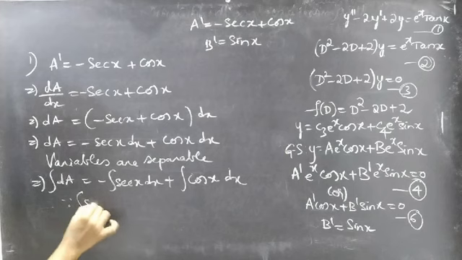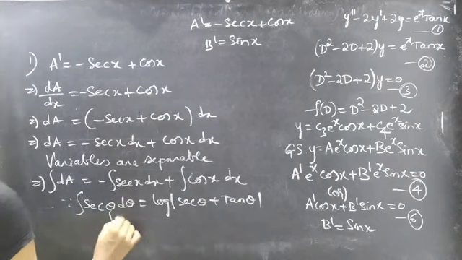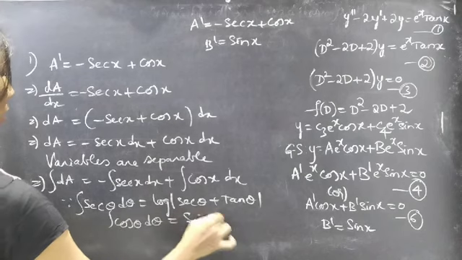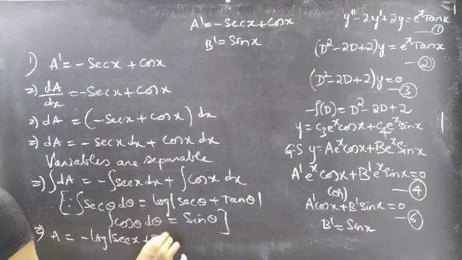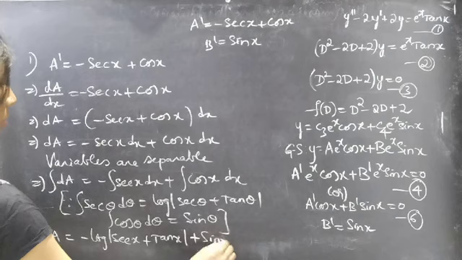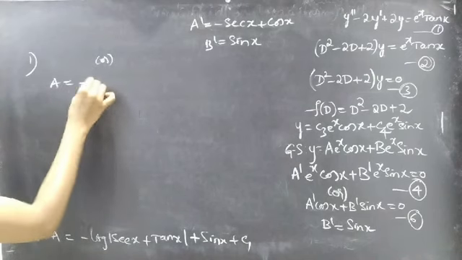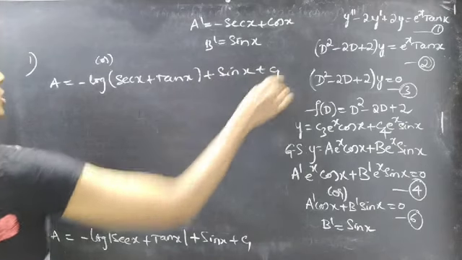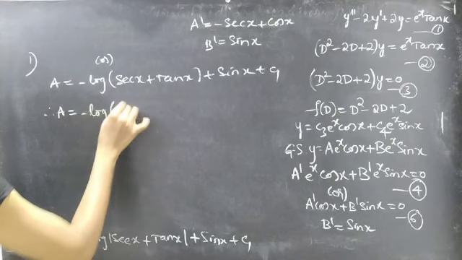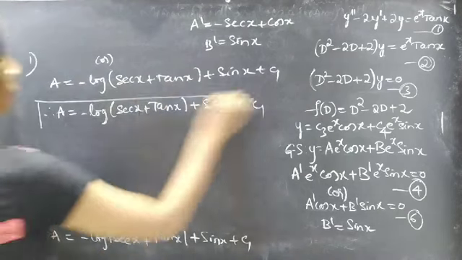Since we know that integral secant theta d theta equals log mod secant theta plus tan theta, and integral cos theta d theta is sine theta, our equation becomes A equal to minus integral secant x dx, which is log mod secant x plus tan x, plus integral cos x dx, which is sine x, plus some integral constant c1, which is the required A. Therefore, A equals minus log of secant x plus tan x plus sine x plus c1, which is the required A.